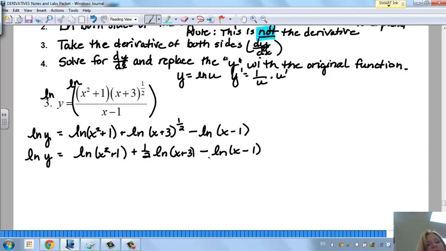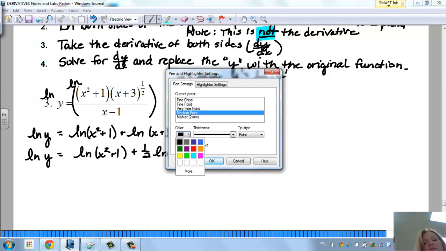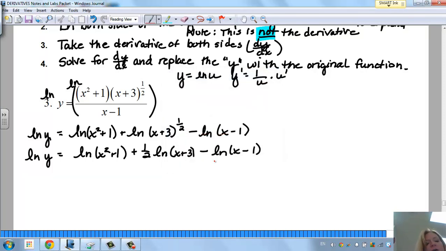Now I'm going to actually take the derivative. So this is the part I want you to make sure that you notice. I'm going to change this to red just so you can see that this is actually the derivative now. So when I do the derivative here, the derivative of natural log y is 1 over y. And since this is the derivative of y with respect to x, we're going to say dy/dx. You could say y prime there, but we're going to use this.